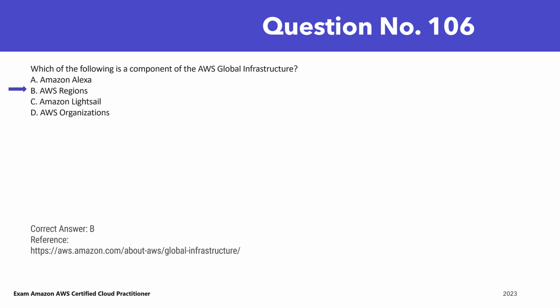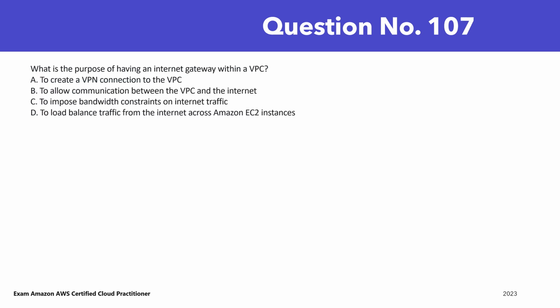Correct answer, B. What is the purpose of having an internet gateway within a VPC? A. To create a VPN connection to the VPC. B. To allow communication between the VPC and the internet. C. To impose bandwidth constraints on internet traffic. D. To load balance traffic from the internet across Amazon EC2 instances.